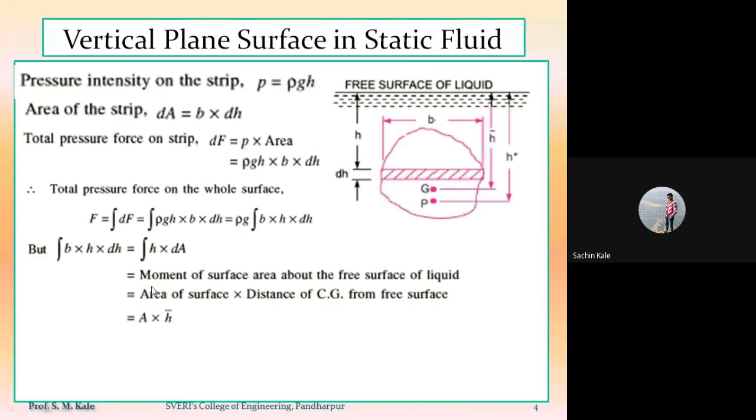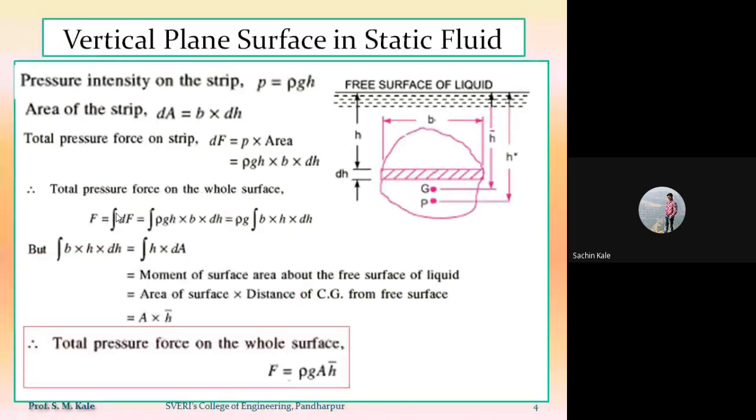So here, the distance of center of gravity from the free surface is nothing but h bar. So instead of the integration of h into dA, or instead of the integration of b into h into dh, if I put the value A into h bar, I will get the value of total pressure force on the whole surface, which is given by the equation rho g A h bar. So this derivation we have seen. We have to remember this formula, because by using it we solve the problems. By using this formula, we are able to calculate the pressure force acting on an entire body when that body is immersed vertically inside a static fluid.